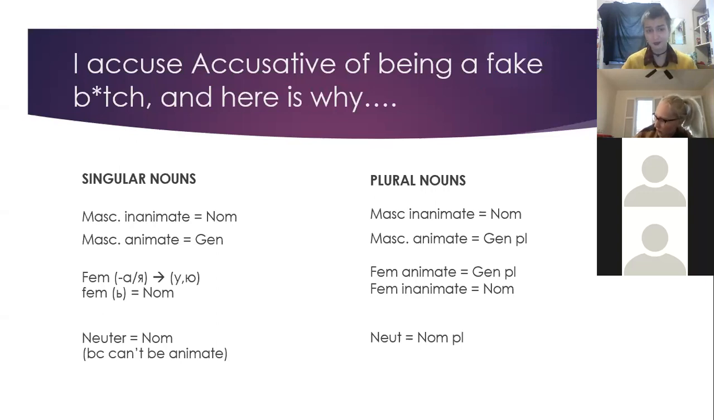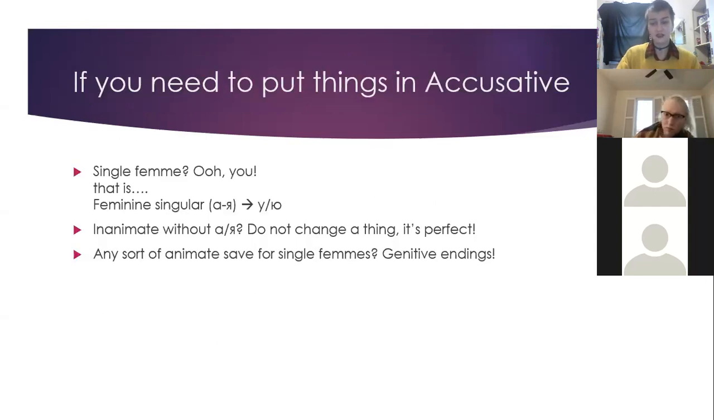Here's the general scheme that looks like a total mind maze. I'm going to keep this slide on just for people who are taking notes. Also, this presentation is in your comp folder, so you'll be able to go back to it. When you have accusative, basically your course of action is probably going to be this. If it's a single fem, as in feminine singular, go by the rule ooh, you. That is going to be the endings ooh or you.